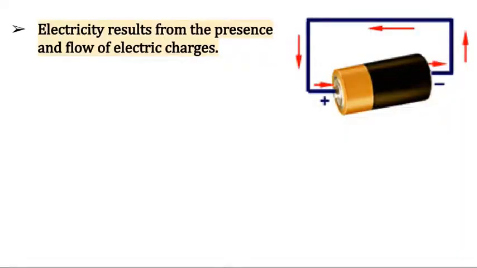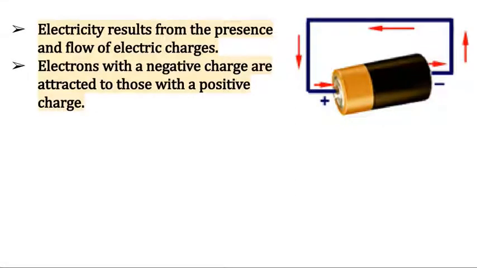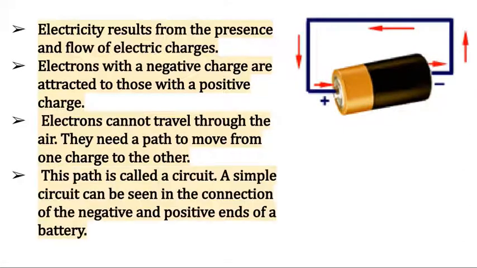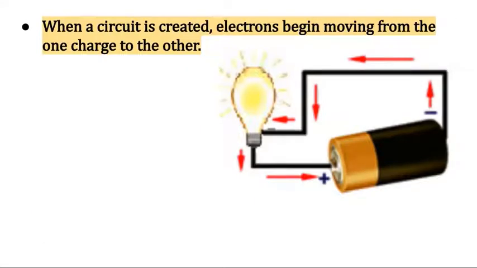Electricity results from the presence and flow of electric charges. Electrons with a negative charge are attracted to those with a positive charge. Electrons cannot travel through the air. They need a path to move from one charge to the other. This path is called a circuit. A simple circuit can be seen in the connections of the negative and positive ends of a battery. When a circuit is created, electrons begin moving from one charge to the other.